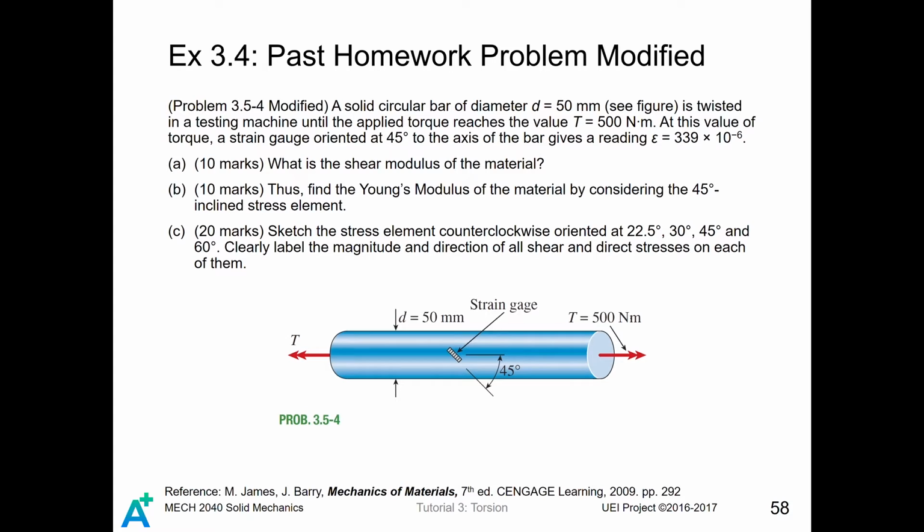A solid circular bar of diameter d equals 50 mm is twisted in a testing machine until the applied torque reaches the value T equals 500 Nm. At this value of torque, a strain gauge oriented at 45 degrees to the axis of the bar gives the reading of epsilon equals 339 times 10 to the power minus 6. You are asked to determine the shear modulus of the material and the Young's modulus of the material by considering the stress element, as well as sketch the stress elements counterclockwise oriented at different angles.